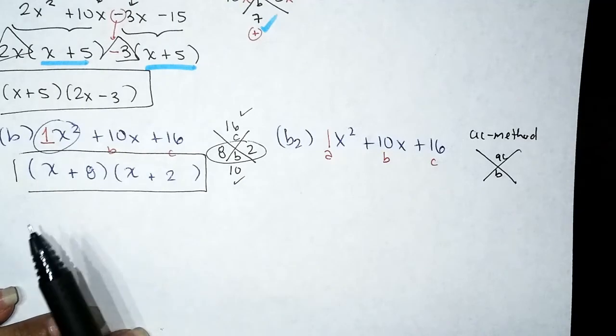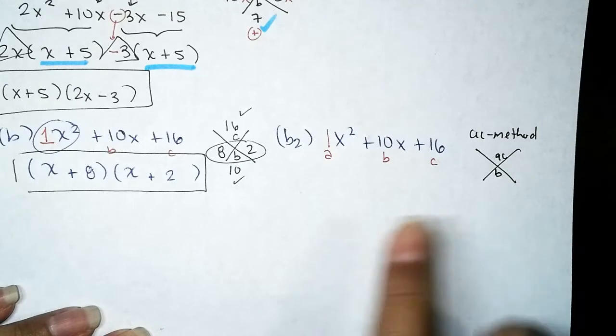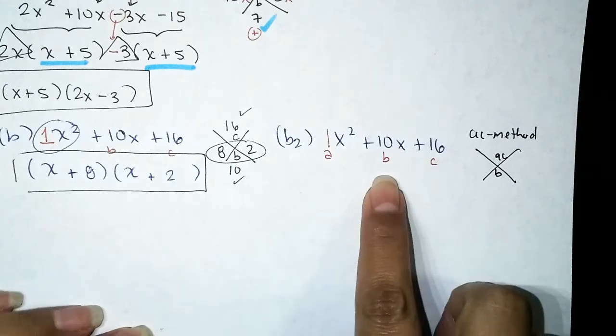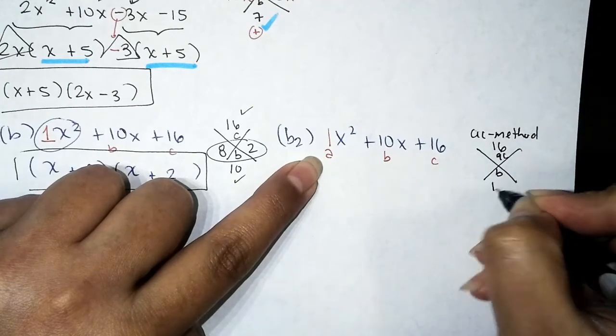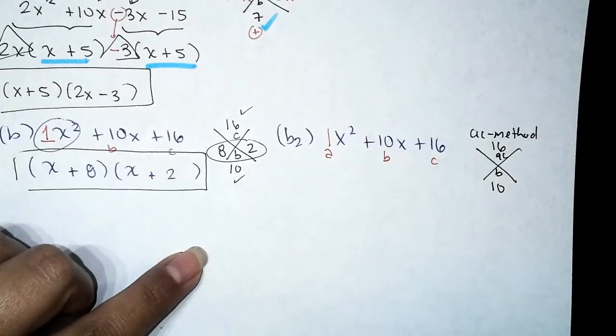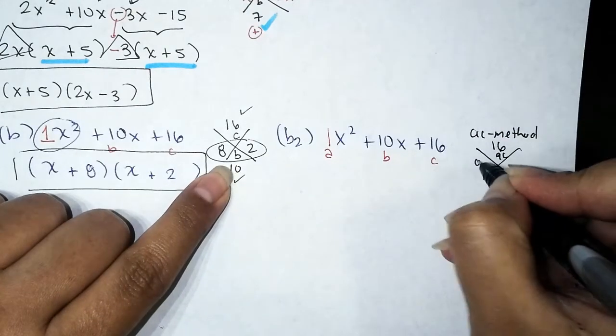So if we do problem B again by using the AC method, let's do the corresponding X game. We want factors of AC that add up to B. The product of 1 and 16 is 16, and the value of B is 10. So what are factors of 16 that add up to 10? We said it before, 8 and 2.